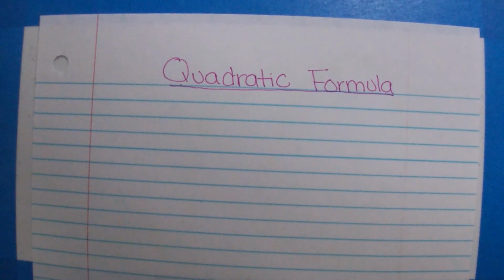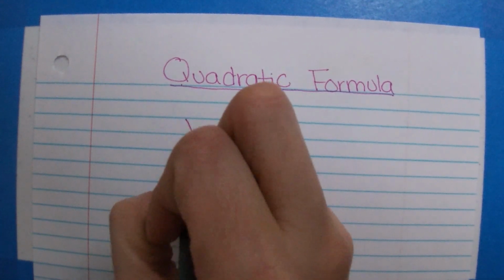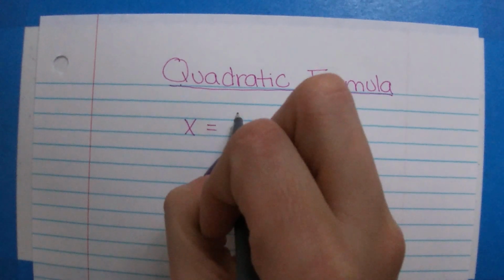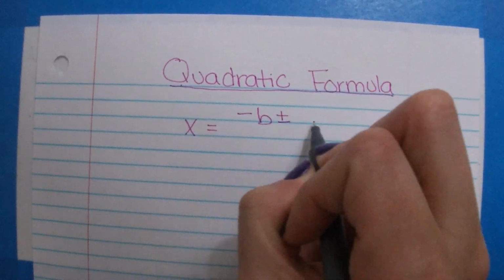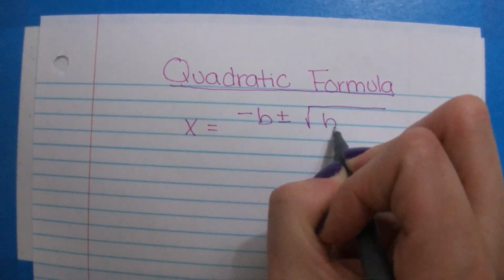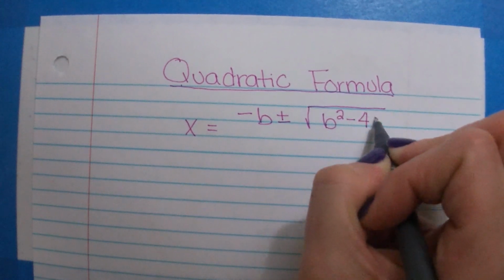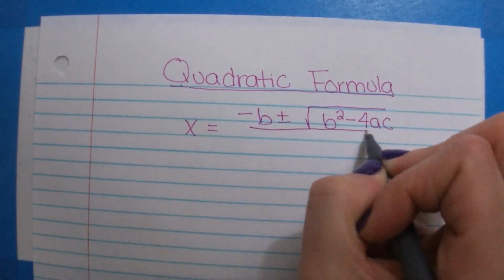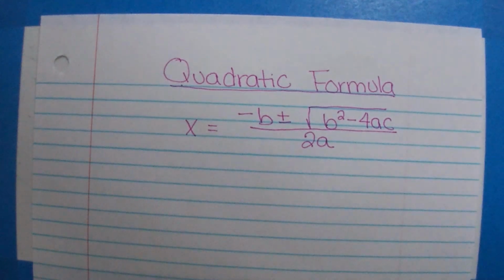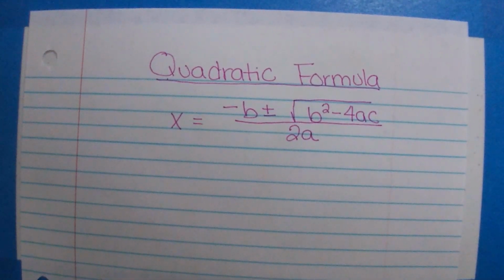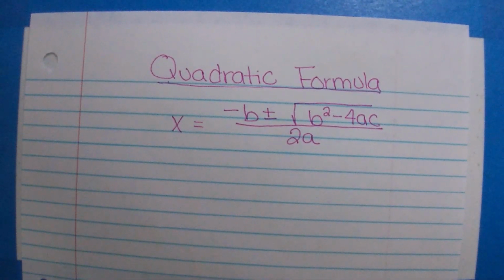So the quadratic formula says we can solve all quadratics by just plugging into a formula. And this formula says x equals negative b plus or minus the square root of b squared minus 4ac all over 2a. And all of you rolling your eyes at me right now, just hold on to it. Keep your eyes in your head.